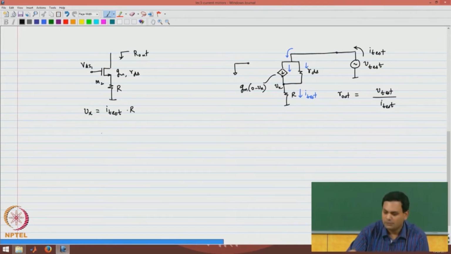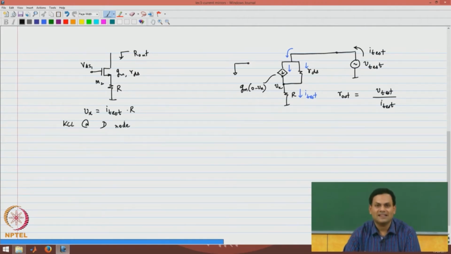Then I will perform KCL at the two nodes to figure out what the relationship is between Vx, V test and I test. So, I am going to perform KCL at the drain node. Those of you who have seen the voltage controlled current source or a source degenerated circuit will know this expression already, but I am doing this for the benefit of all the others who have not seen this circuit before.